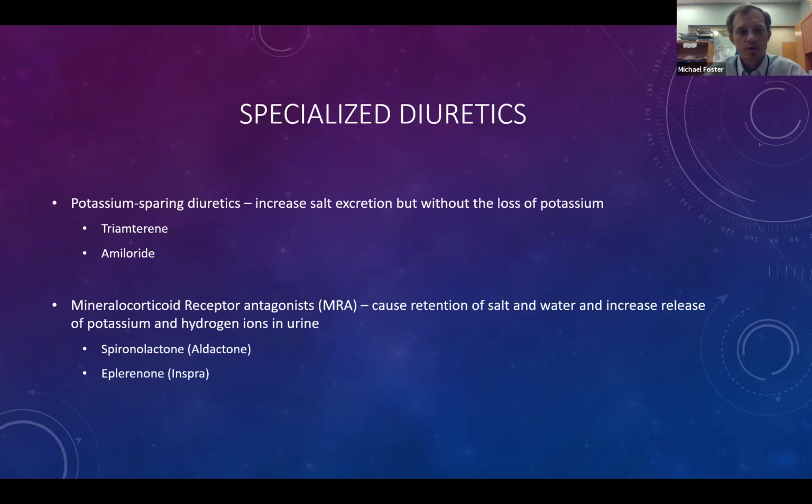Another group that's very common in heart failure is the mineralocorticoid receptor antagonists, which are also called MRAs. They cause retention of salt and water, but they increase the release of potassium and hydrogen ions in the urine. The one probably most commonly seen in the outpatient world is Aldactone or spironolactone. And you may commonly see spironolactone used in combination with torsemide or furosemide, which is Lasix.